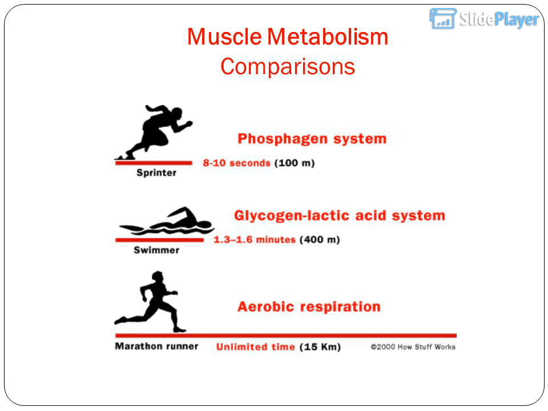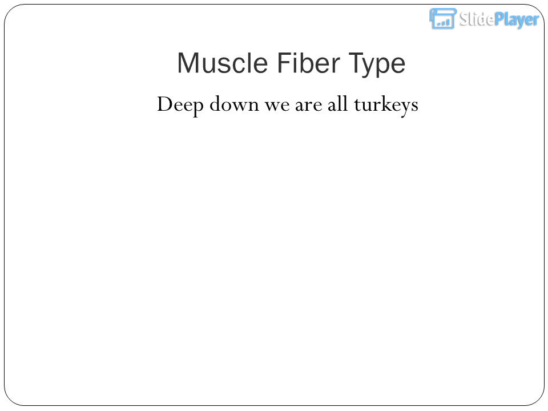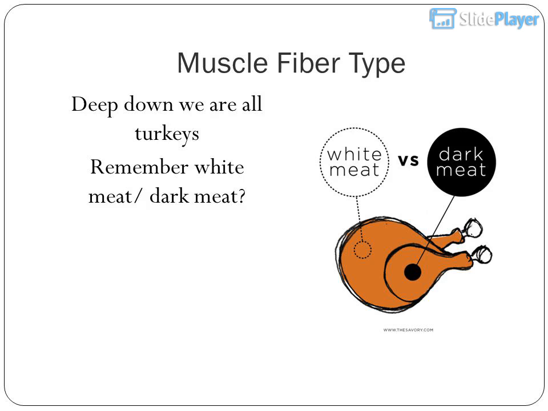Muscle metabolism comparisons. Muscle fiber type. Deep down we are all turkeys. Remember white meat, dark meat.